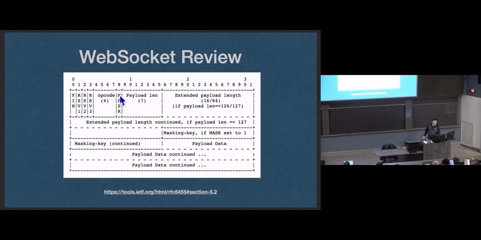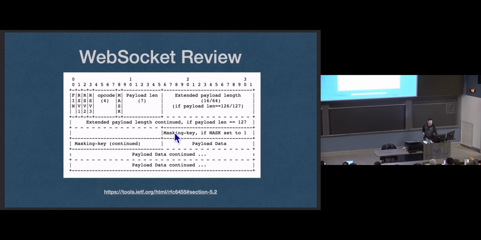A mask bit, which is always 1 when you're receiving a frame from the client, and it's always 0 when you're sending a frame to the client. A 7-bit payload length, which is either going to be the payload length, the number of bytes in your payload, very similar to the content length, or if this value is exactly 126, then that means the next 2 bytes are going to be your payload length. And if this value is exactly 127, the next 8 bytes are going to be your payload length.